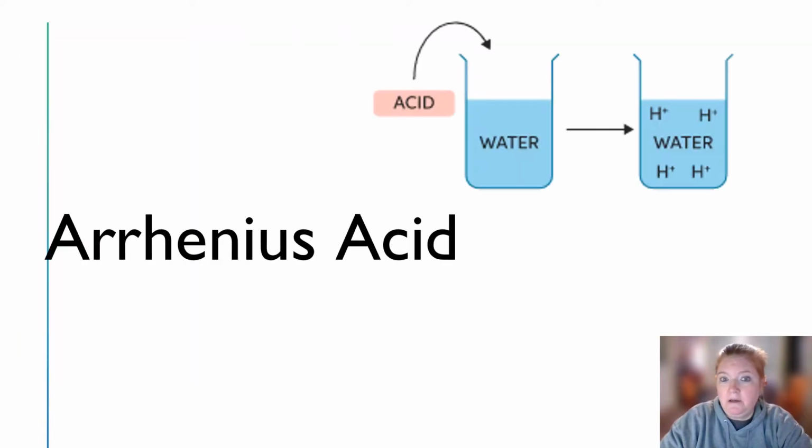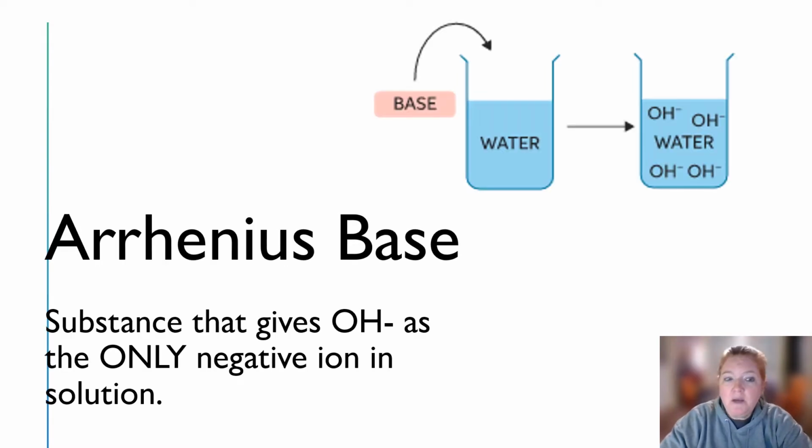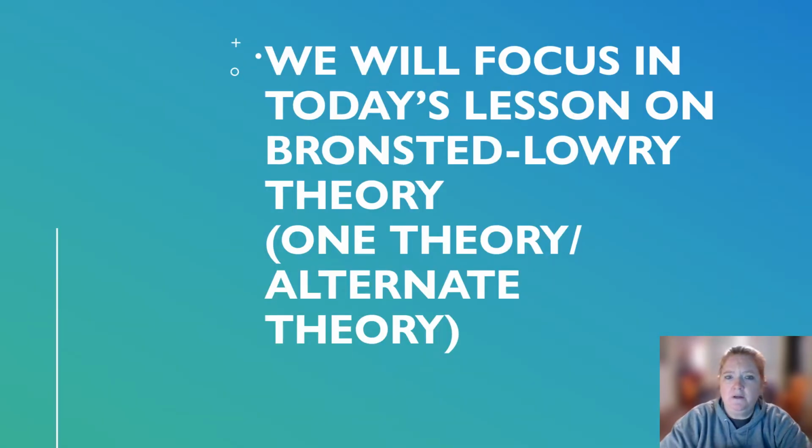So as a quick reminder, Arrhenius acids produce H pluses or H3O pluses. Remember, they just stick together in solution. Arrhenius bases produce OH negatives as the only negative ion in solution. So let's look at this alternate theory. We're going to focus on the Bronsted-Lowry theory, which is, for our purposes, usually called the alternate theory. Rarely is it called by its name, so there you go.